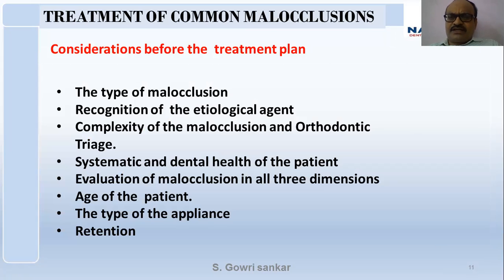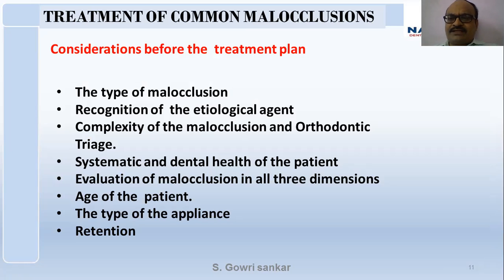So what are the different considerations before treatment planning? As we have already discussed, first we should be able to identify the type of malocclusion and the etiological agent. What is the etiological agent? Is it a genetic factor, or due to any local factors, or due to an abnormal habit, or due to any other systemic condition which is causing this malocclusion? We have to diagnose this.